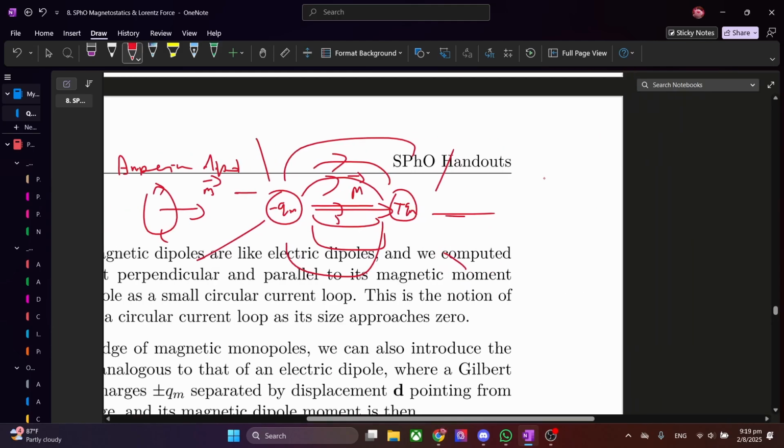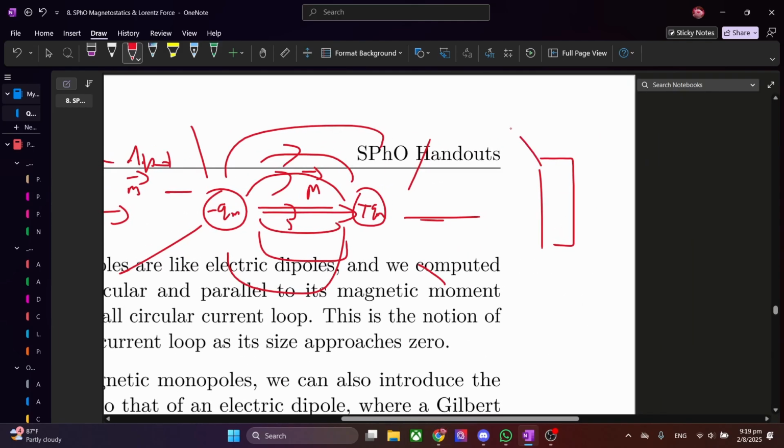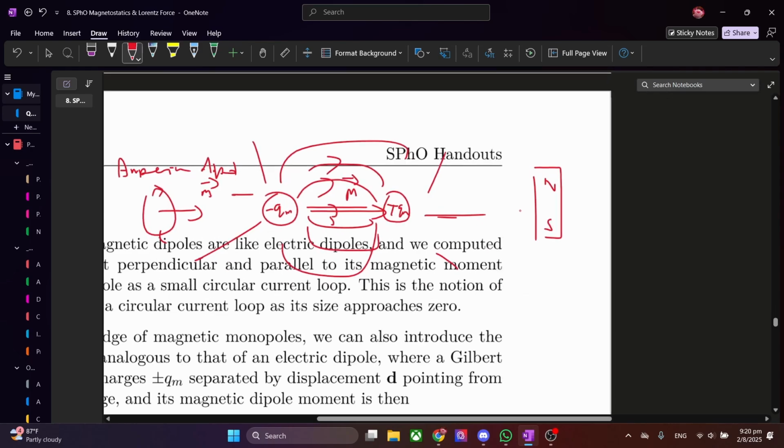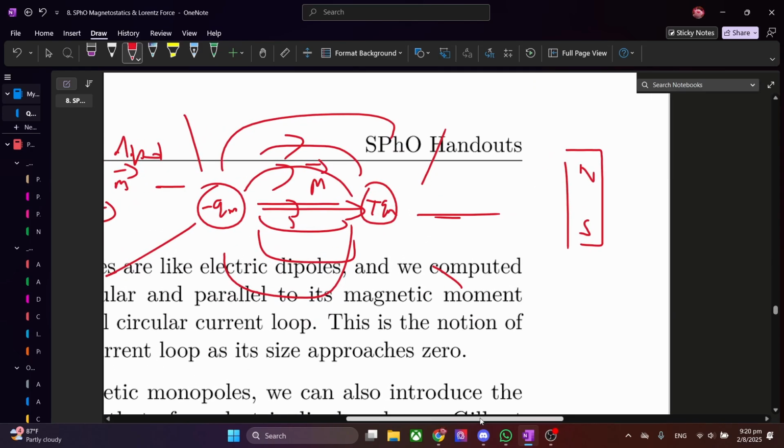Because if you actually look at ones that are magnets, right, it probably looks something like... I forgot how it looks. Something like... okay, whatever, I'm too lazy, but I can't remember how it actually looks. My bad.